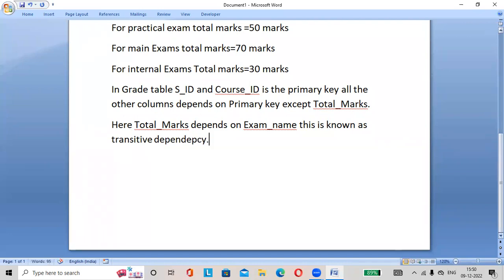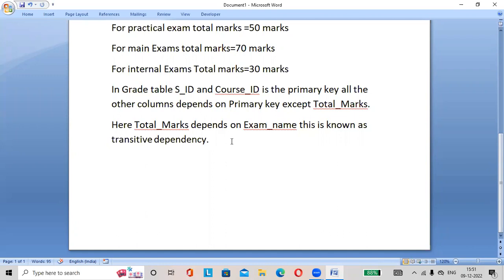Then how to remove this transitive dependency? We need to create one more table by the name exam table. There we need to specify exam name, exam ID, and total marks. Here we are storing more information and the table will be in the third normal form.